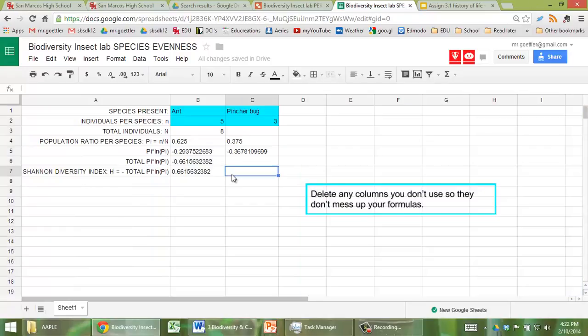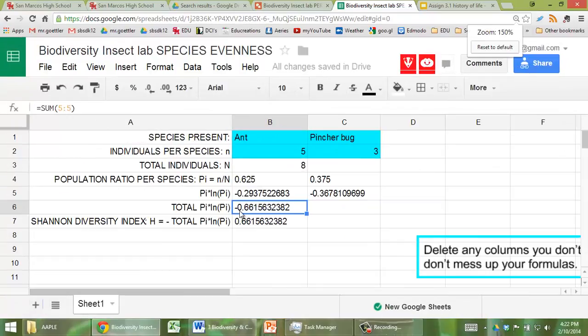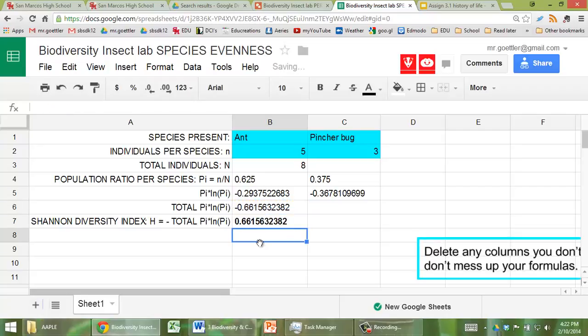Now everything is cool. Alright, so when it says total, all it's doing is adding up these two numbers. And then the next row is taking that number and just making it the opposite. So if it was negative 0.66, now it's 0.66. And this is the actual number that we are left with for a measurement of the species evenness. It's called the Shannon Diversity Index.